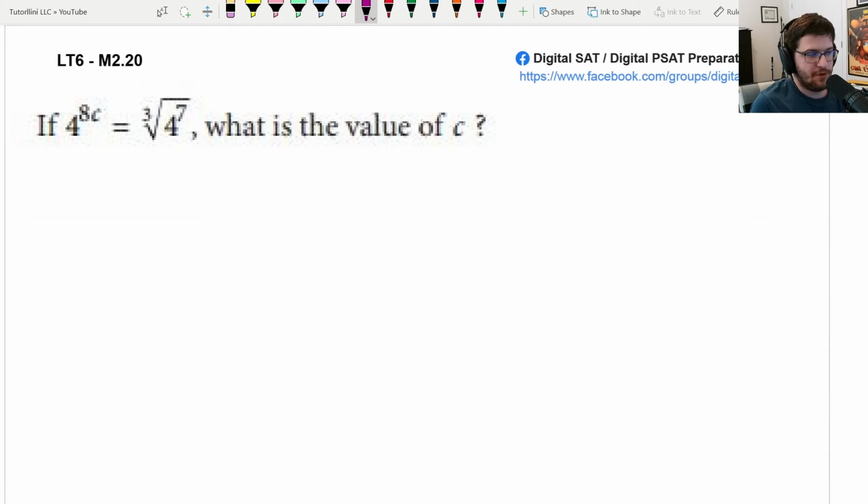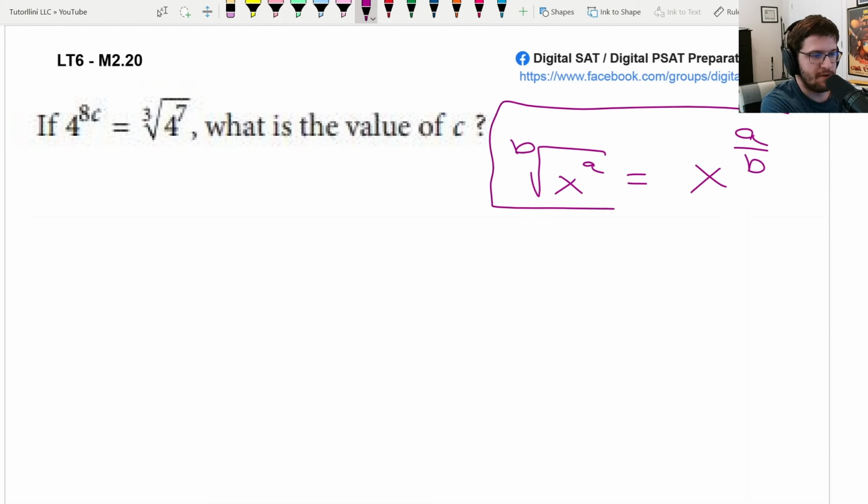Okay, this is module 2, question number 20. There's a couple things this is testing us on. First and foremost, this is testing you on your understanding of exponents and radicals. So I'll put a big box around this.